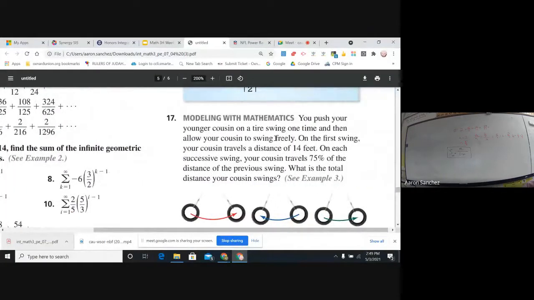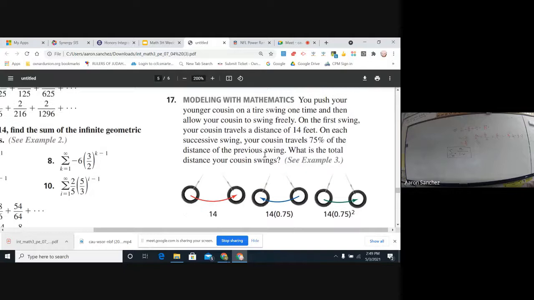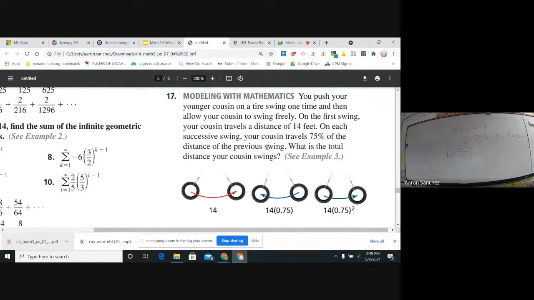You push your younger cousin on a tire swing one time, and then allow your cousin to swing freely. On the swing, your cousin travels a distance of 14 feet. On each successive swing, your cousin travels 75% of the distance of the previous swing. What is the total distance of your cousin's swing? Assuming this goes on forever, but it gets so small you can't even tell. My first term is 14, right? First term, 14. And my common ratio is 0.75.